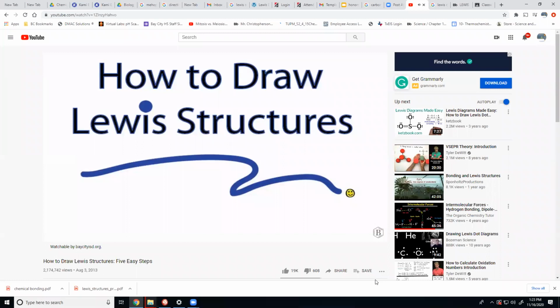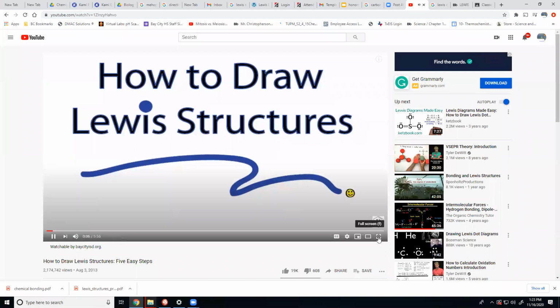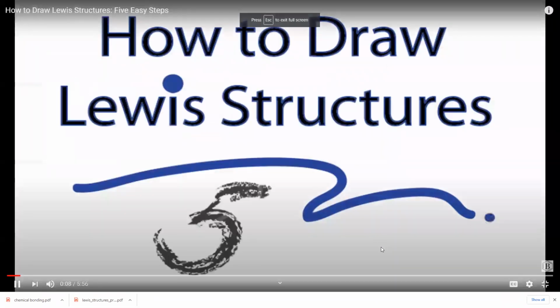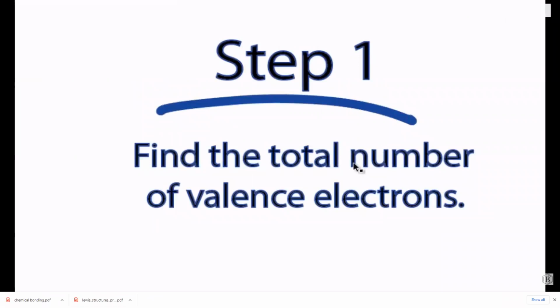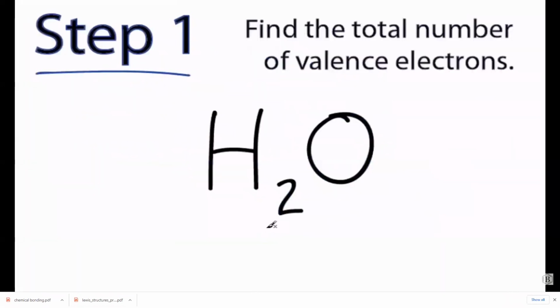At the end of this video, you'll be a pro at drawing the basic Lewis structures. There really are only 5 main steps that you need to know. Let's get started. Step 1, find the total number of valence electrons for the molecule you're drawing the Lewis structure for. Let's try it. We'll use the periodic table to figure out how many valence electrons each element has.